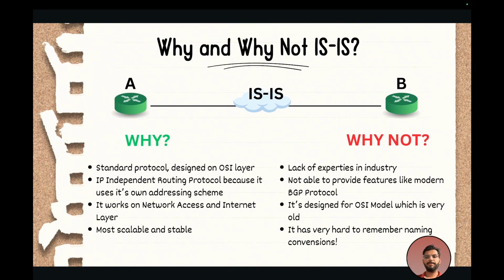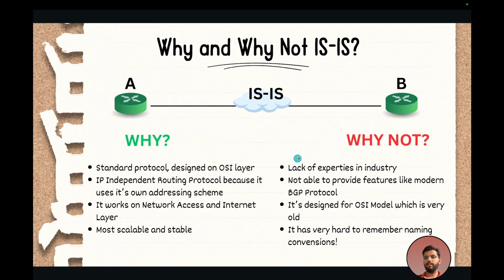As this is one of the oldest protocols to exist for internet scale routing, there are certain whys and why nots to use ISIS. You can also consider these as pros and cons. We'll start with the pros. As this is a standard protocol designed on the OSI layer, it is very reliable. It is an IP independent routing protocol because it is designed for the OSI layer, so it has its own addressing scheme, and it works on the network access layer and internet layer, which is nothing but layer 2 and layer 3 in the TCP/IP protocol stack. And then it is more scalable and stable because obviously it is designed for the OSI layer.